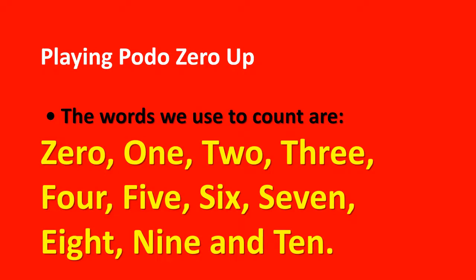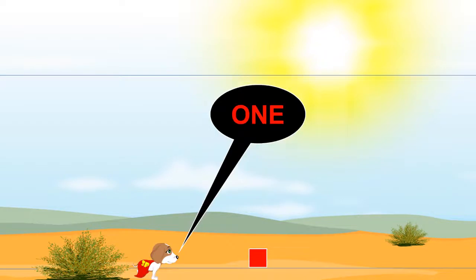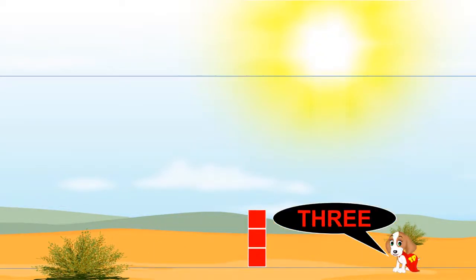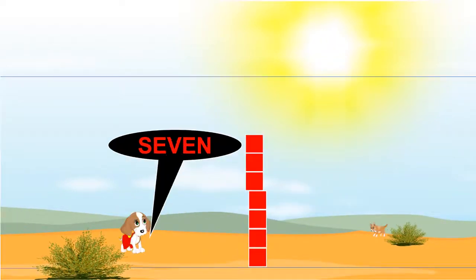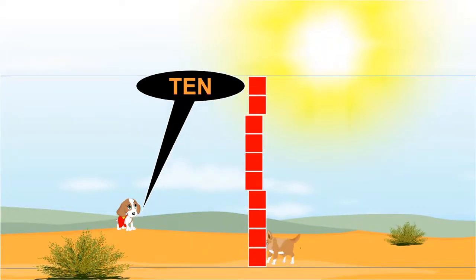So here we go on to playing Podo 0 up, and we explain the words we use to count are 0, 1, 2, 3, 4, 5, 6, 7, 8, 9, and 10. So here's Podo, starting off with 0. 1, 2, 3, 4, 5, 6, 7, 8, 9, 10.